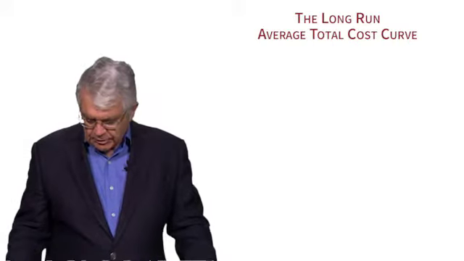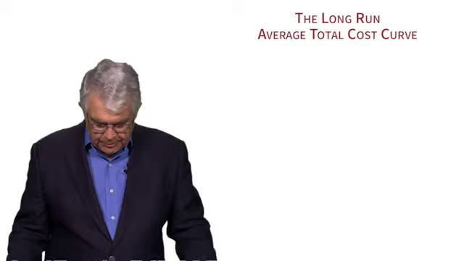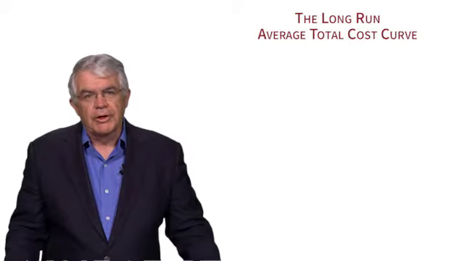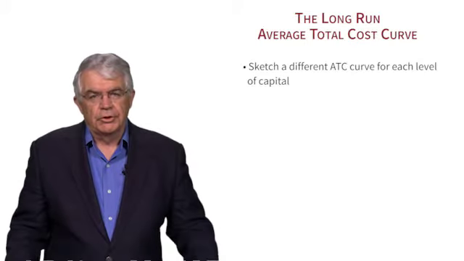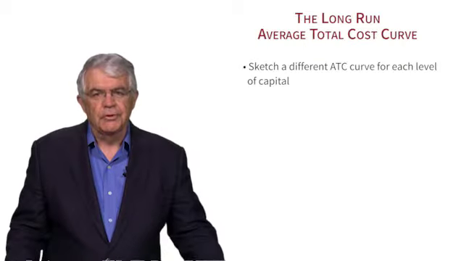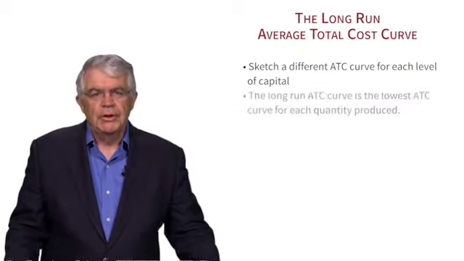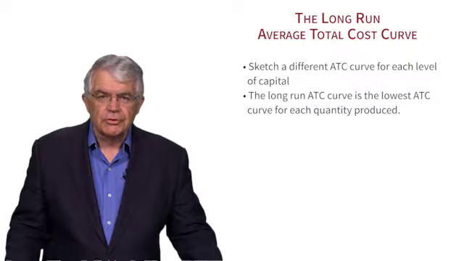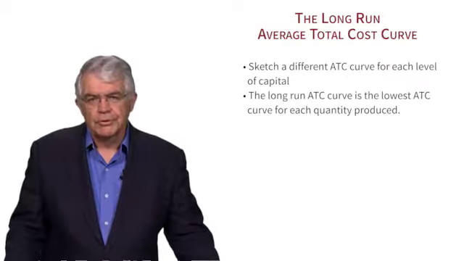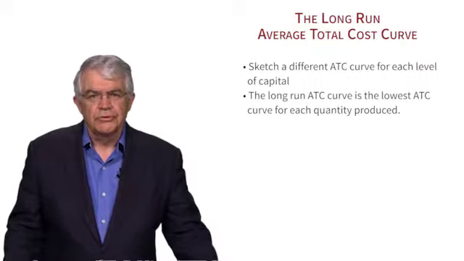Okay, so we can make this a little fancier by considering more levels of capital. Let's just do that, and derive formally the long-run average total cost curve. Again, we want to sketch a different average total cost curve for each level of capital. We've done that so far with 2 levels of capital. And then we want to derive the long-run average total cost curve as the lowest of those average total cost curves for each quantity produced. We've done that for 2. Let's do it for some more.